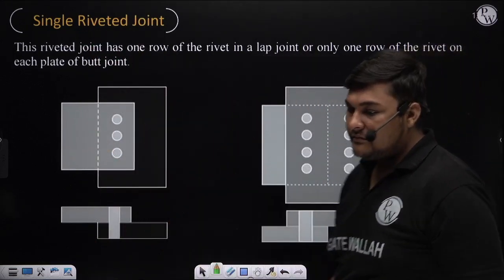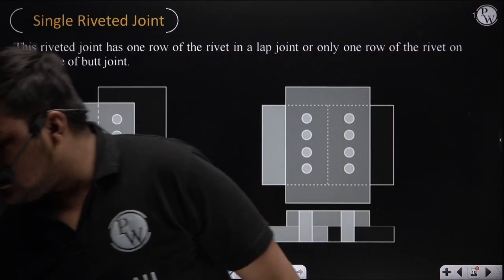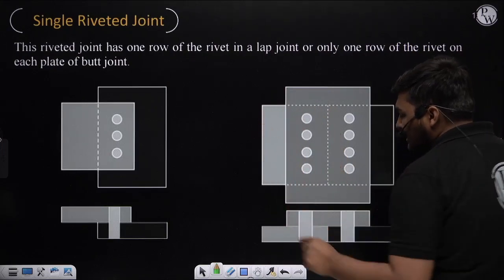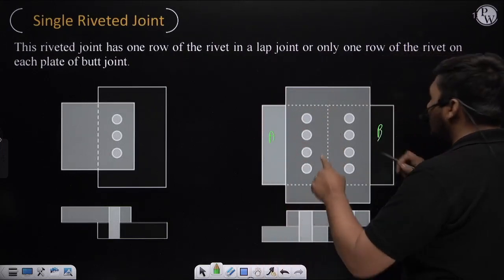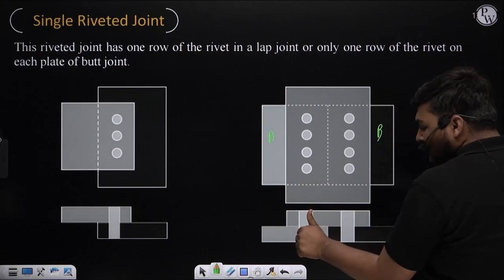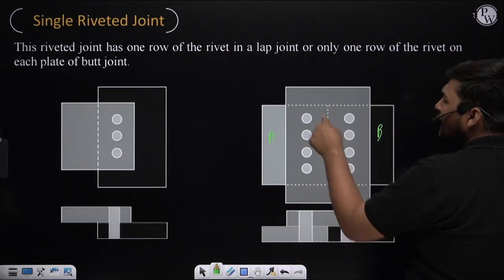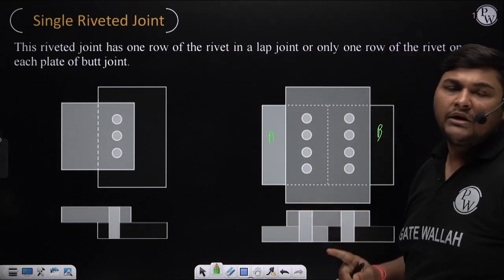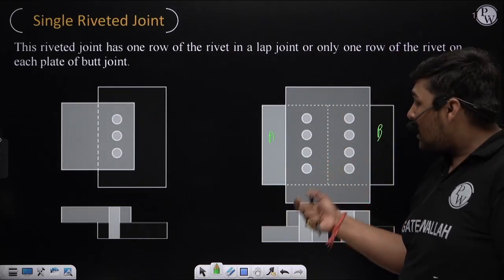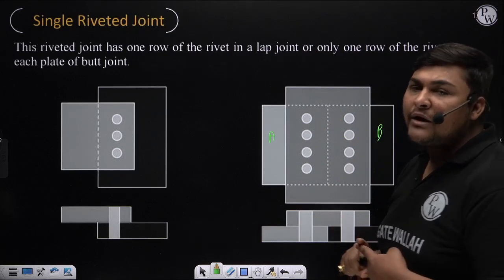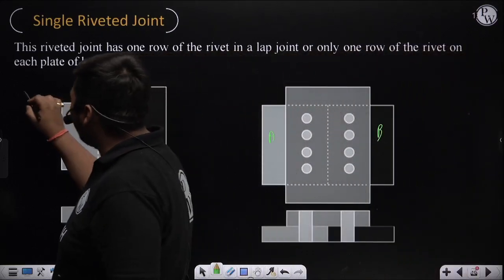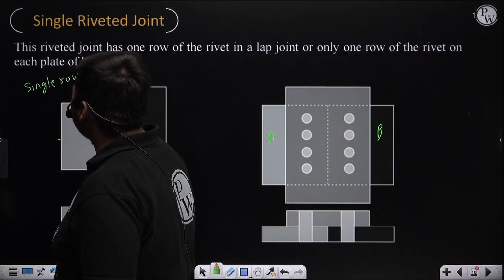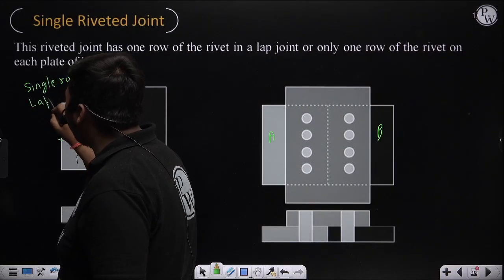Here, in this diagram, if you look, only see one plate, either plate A or plate B. So if I look at plate A, you can see only one row of rivet I am using. In this row, four rivets are represented, that is a different thing. But only one row of rivet I am using, so again it is single riveted butt joint. Now if I want to write the complete naming of this joint, one row I am using, that's why it is single row. And since plates are overlapping, it is lap joint.